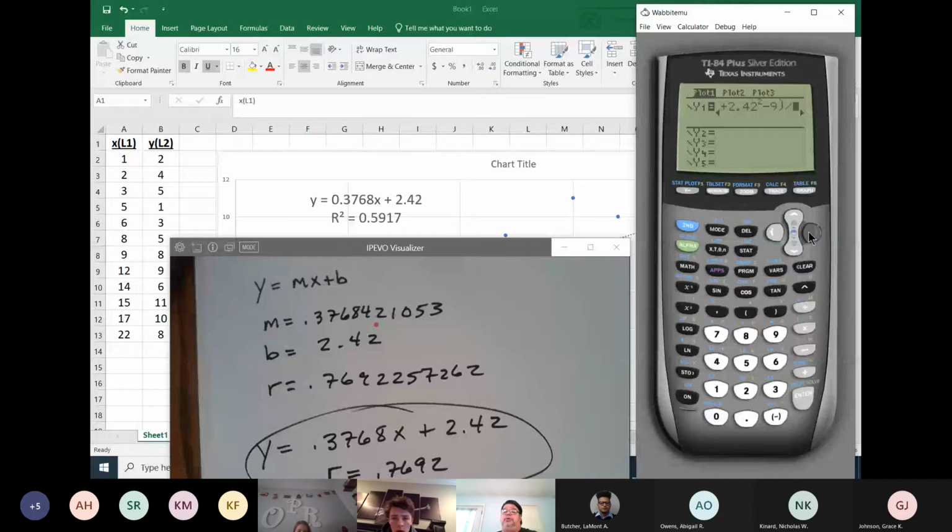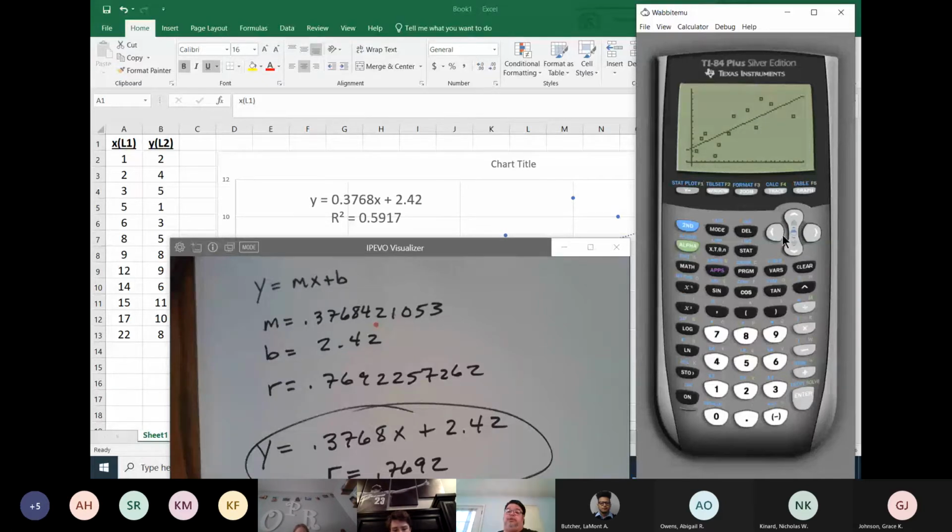Hold on, let me get rid of this other stuff. I hate these calculators. You have to be careful because if you go too far, it'll take out your whole equation. I think that's it. And hit graph. Look at there. And that's what your graph looks like.